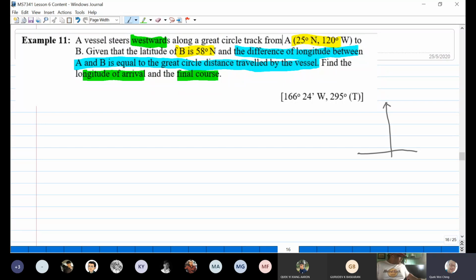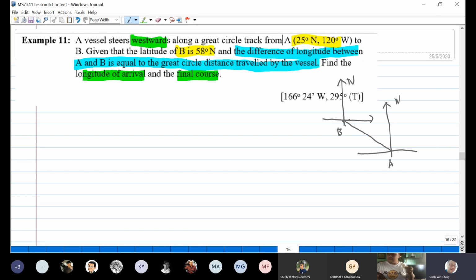A bit difficult to draw, because usually you have A here. If the ship moves northwest, in this direction, to point B, then where is the final course?